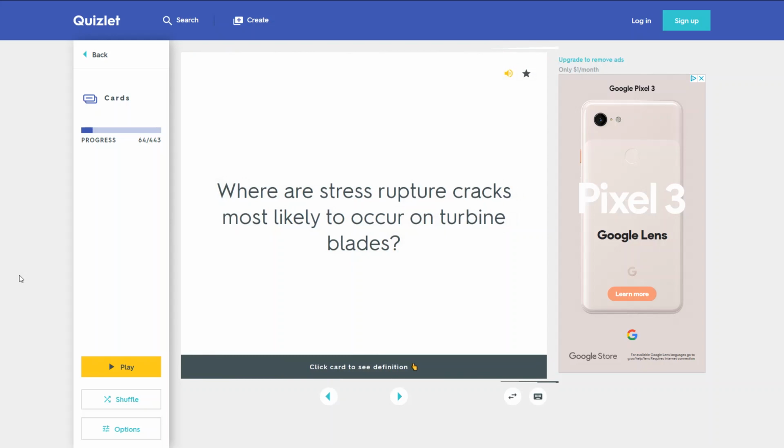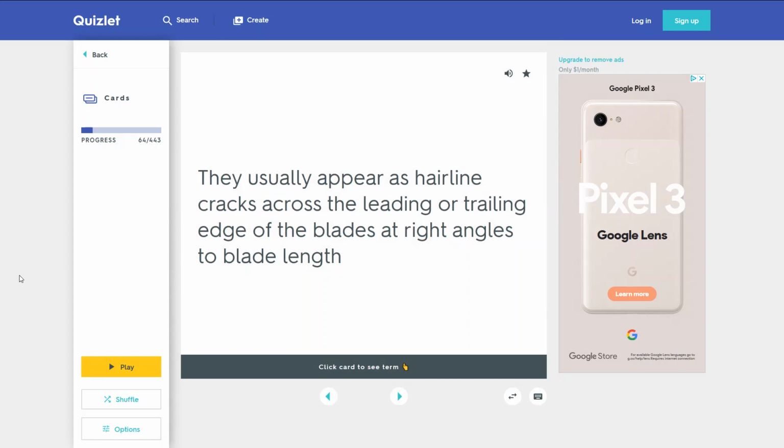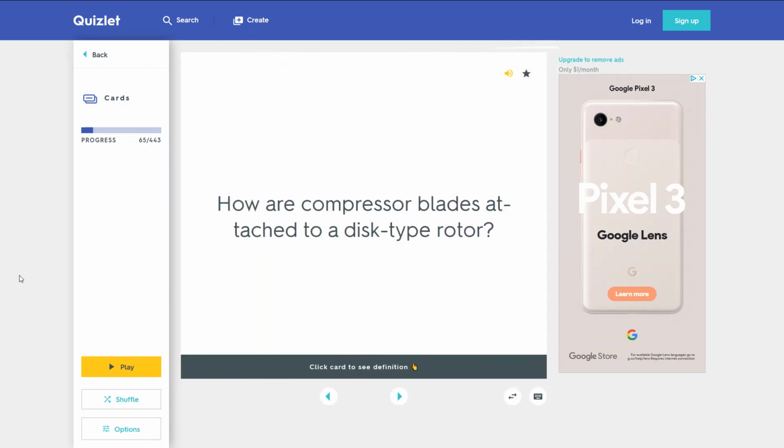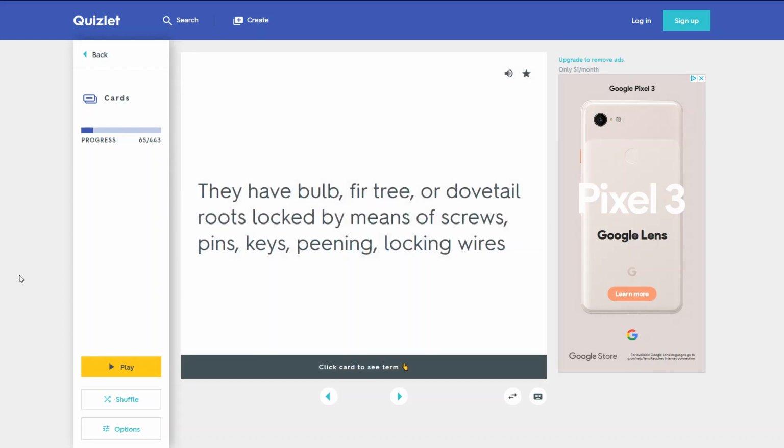Where are stress rupture cracks most likely to occur on turbine blades? They usually appear as hairline cracks across the leading or trailing edge of the blades at right angles to blade length. How are compressor blades attached to a disc-type rotor? They have bulb, fir tree, or dovetail roots locked by means of screws, pins, keys, peening, locking wires.